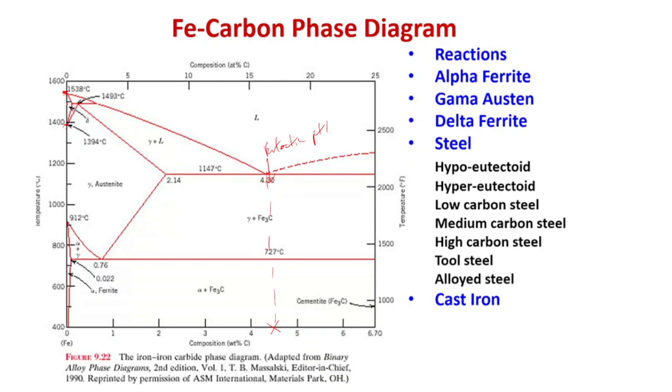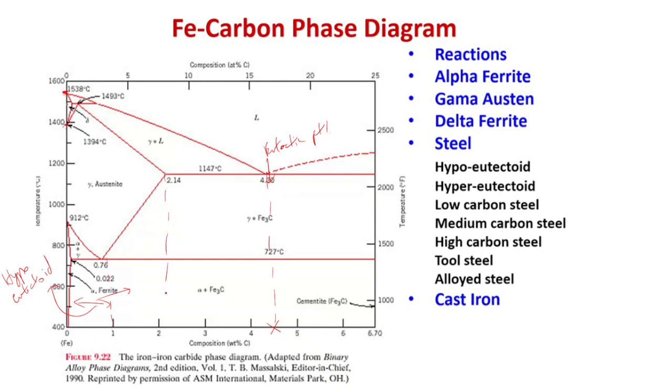Okay. Coming to this diagram, I'm talking about the various regions. Yes, you're right, this is the eutectic point, but let's talk about the regions. First is from 0 to 0.76. We have the hypoeutectoid region. Then from 0.76 to 2.14.